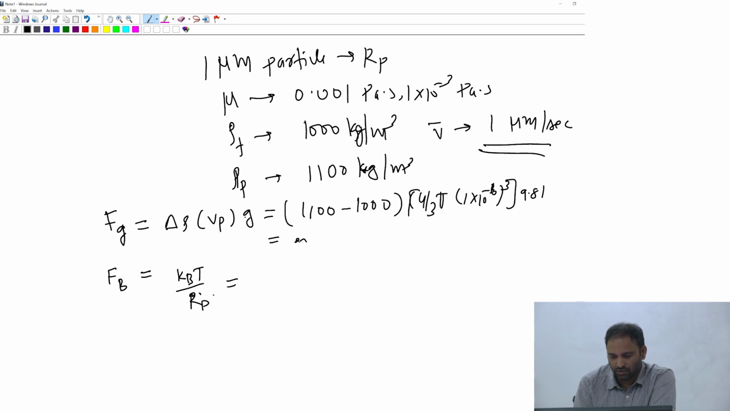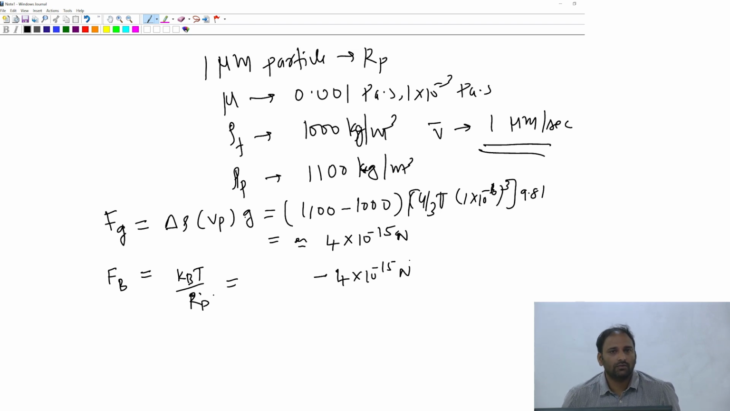So this should be roughly 4 into 10 power minus 15 newtons. This also should be of the order of... I don't know if you have these numbers. Let me just quickly check. Yeah, so the number that you will get is that your drag force is of the order of 4 into 10 power minus 15 newtons, and your Fb would also be of a similar order.